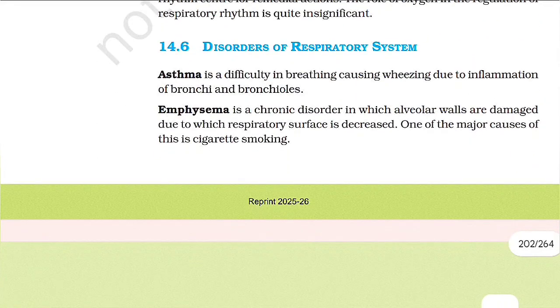Disorders of the respiratory system. Asthma. Asthma is a difficulty in breathing causing wheezing due to inflammation of bronchi and bronchioles. Emphysema is a chronic disorder in which alveolar walls are damaged, due to which the respiratory surface is decreased. One of the major causes of this is cigarette smoking.